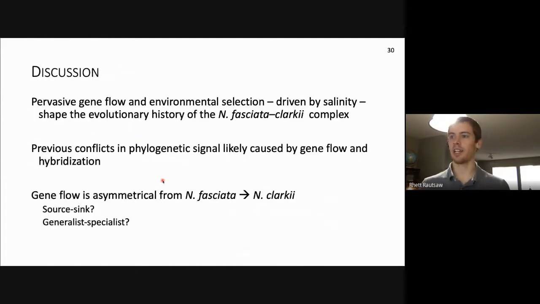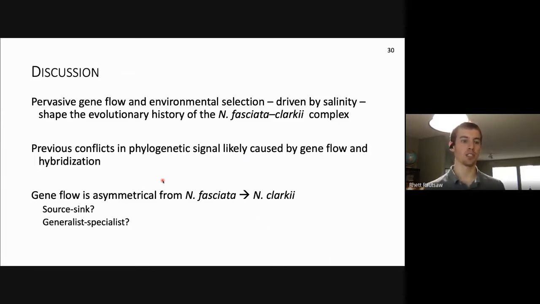So overall, we found pervasive gene flow, and environmental selection driven by salinity is shaping the evolutionary history of this complex. The previous conflicts in phylogenetic signal that we see are likely caused by that gene flow and hybridization. We also noticed that the gene flow is asymmetrical, occurring from Neodiaptomus fasciata into Neodiaptomus clarki. And this could be due to one of two reasons.